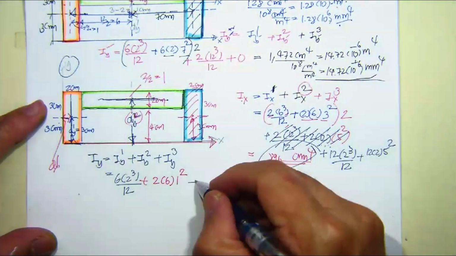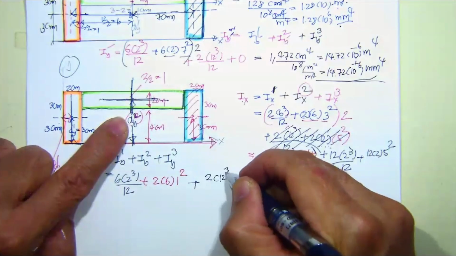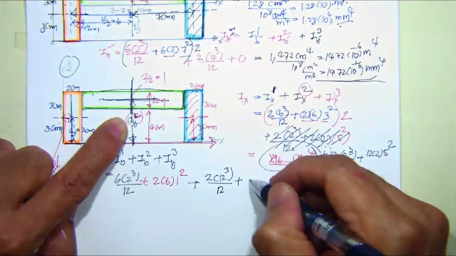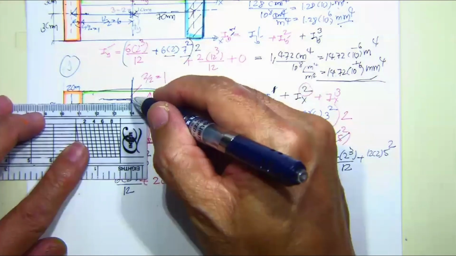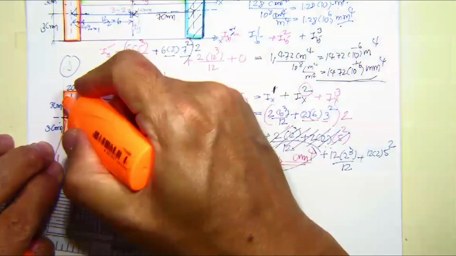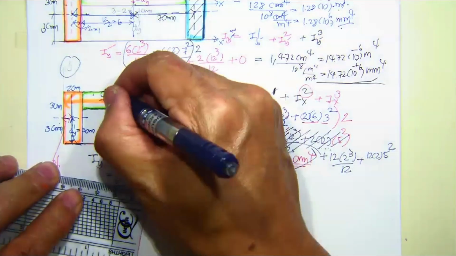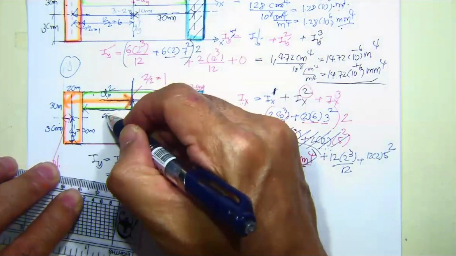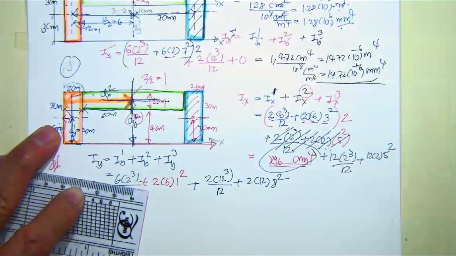Okay. But for this one, you have to put it in this direction. So 2 times 12 cubed over 12 plus 2 times 12, the area. Now, measure from this one until this one. That's going to be d sub x2, and this is going to be 6 centimeter, and this is going to be 2 centimeter, so times a squared. Okay.